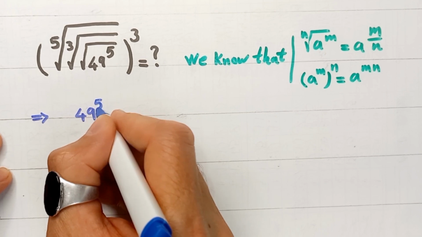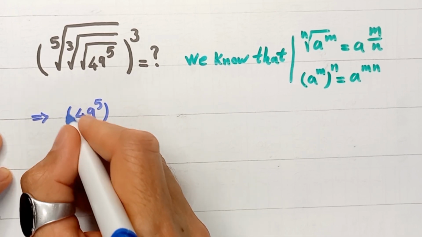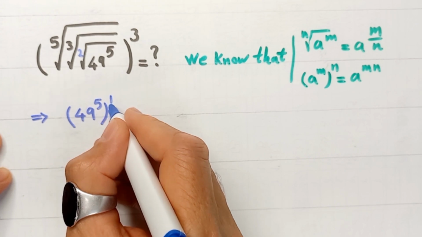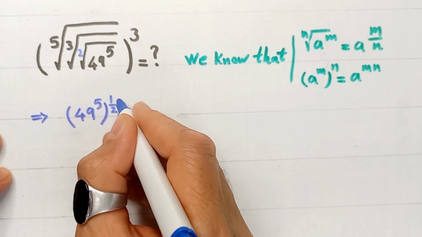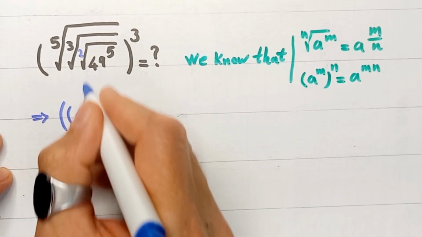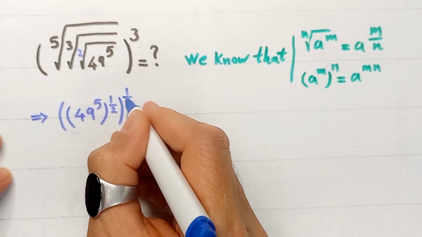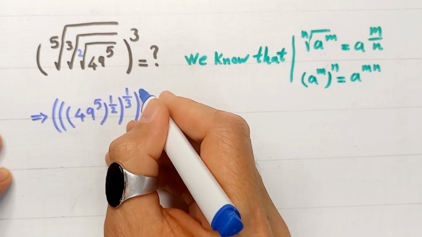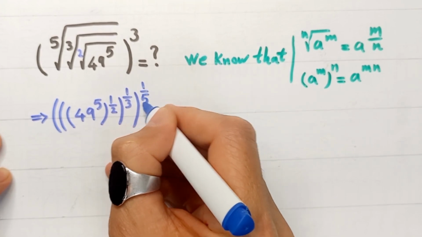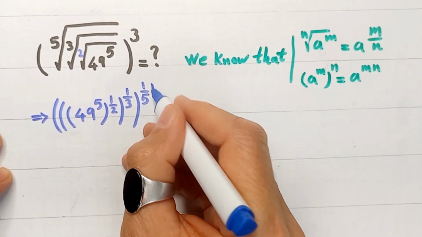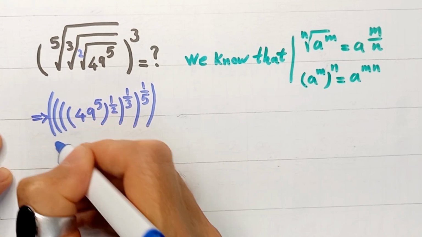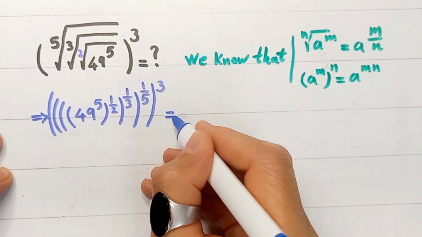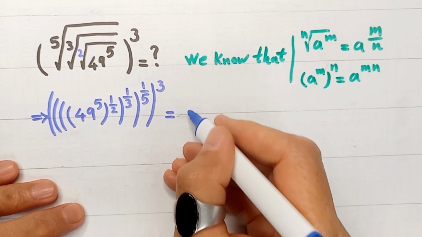So we write 49 to the power of 5 to the power of 1 half to the power of 1 third to the power of 1 fifth, and all to the power of 3. We simplify.